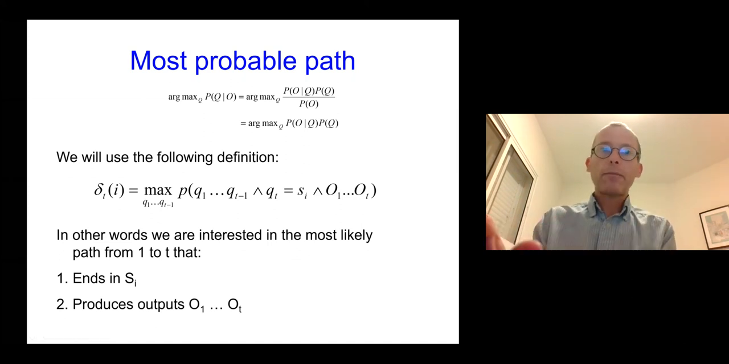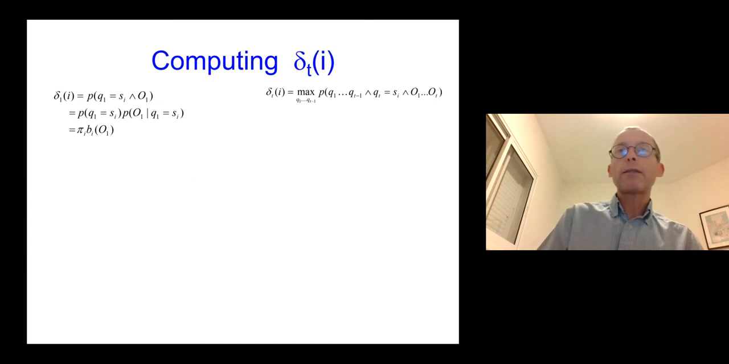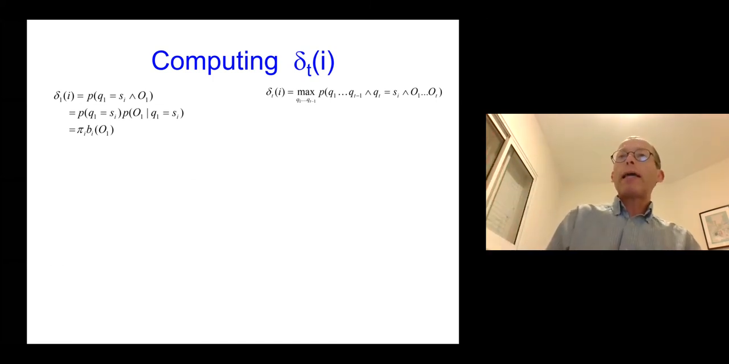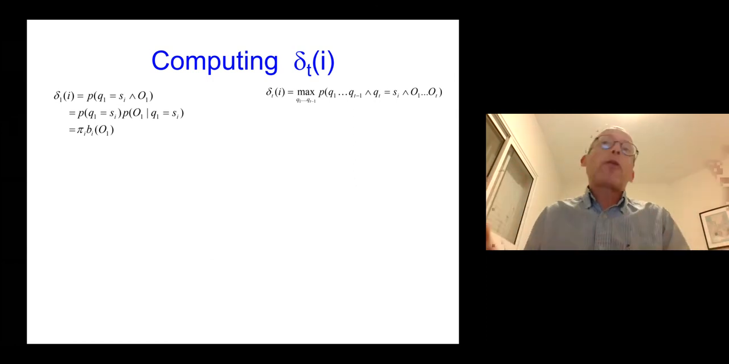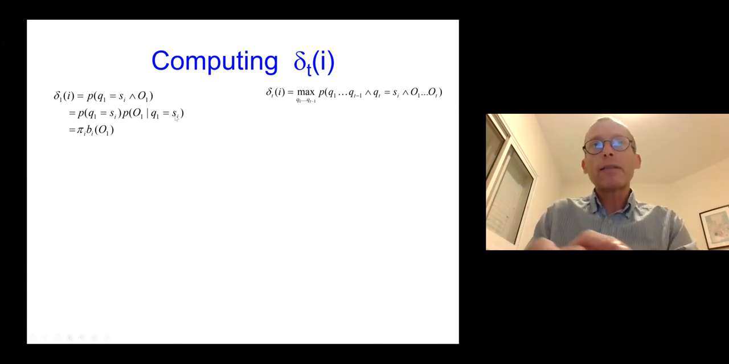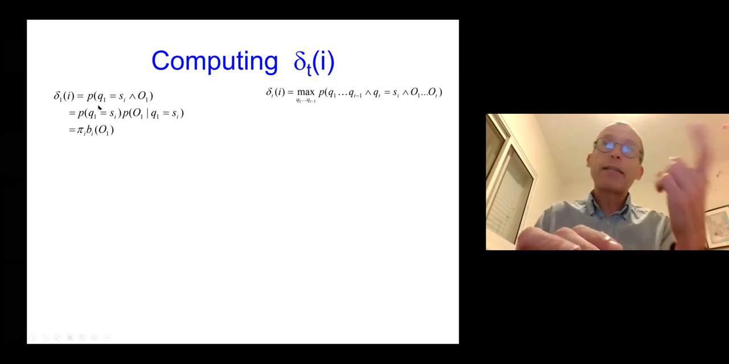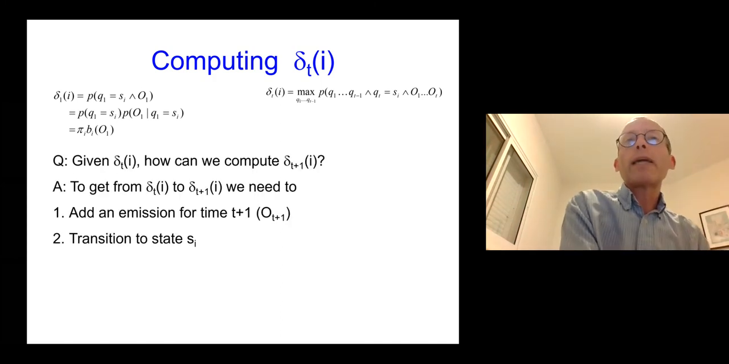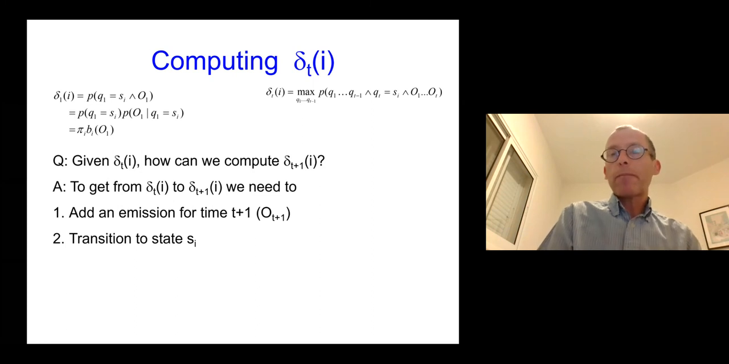Okay, we will see why this is useful, but for now, like before, let's see how we compute it. How do we compute delta T of I? Delta one of I is basically the probability. In this case, we only have the last one, which is the first one as well. So it's only Q1 equals SI and O1. This is pretty easy because the last one is fixed; in this case, the first is the last, so it's fixed. Okay, so how do we go from delta T of I to delta T plus one of I?